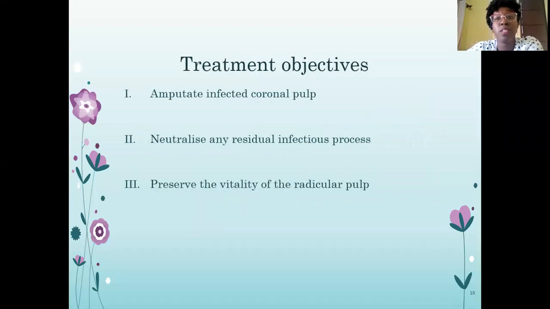What are the treatment objectives of a pulpotomy? Amputate our infected coronal pulp, neutralize any residual infectious process. So here we are going to look a lot at the medicaments that are used and which one is better than the other, and then preserve the vitality of our radicular pulp.